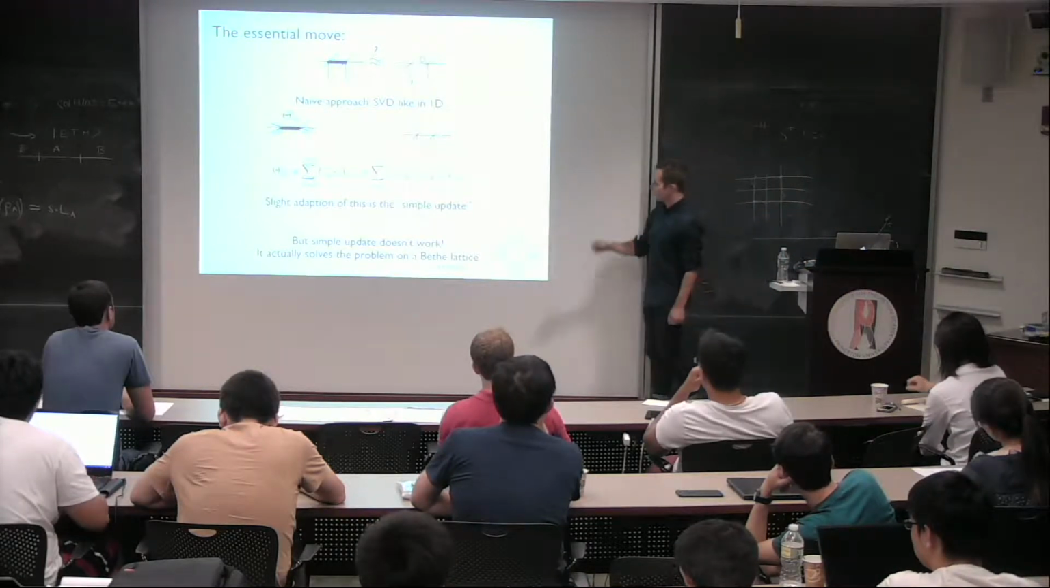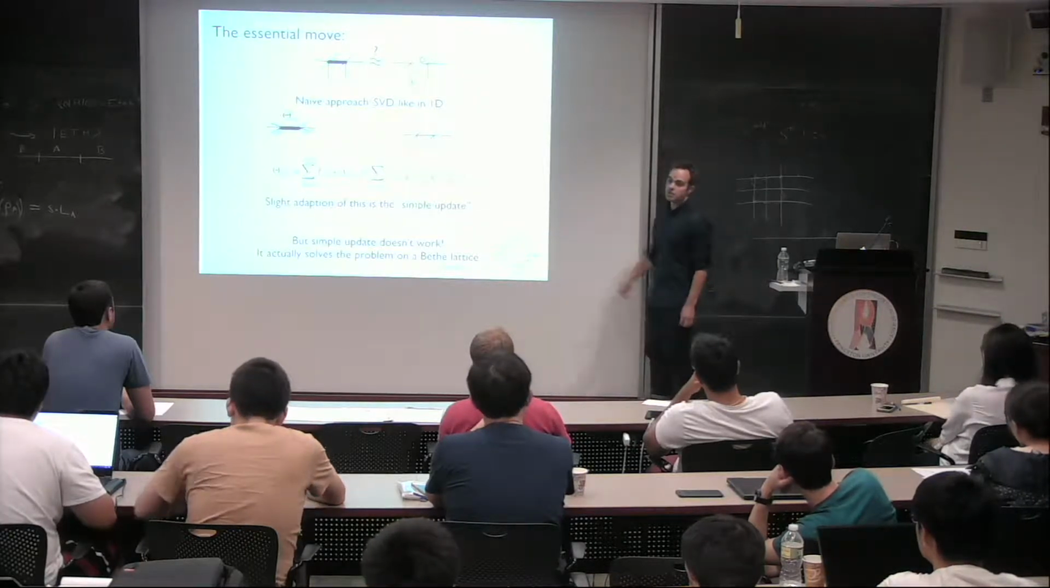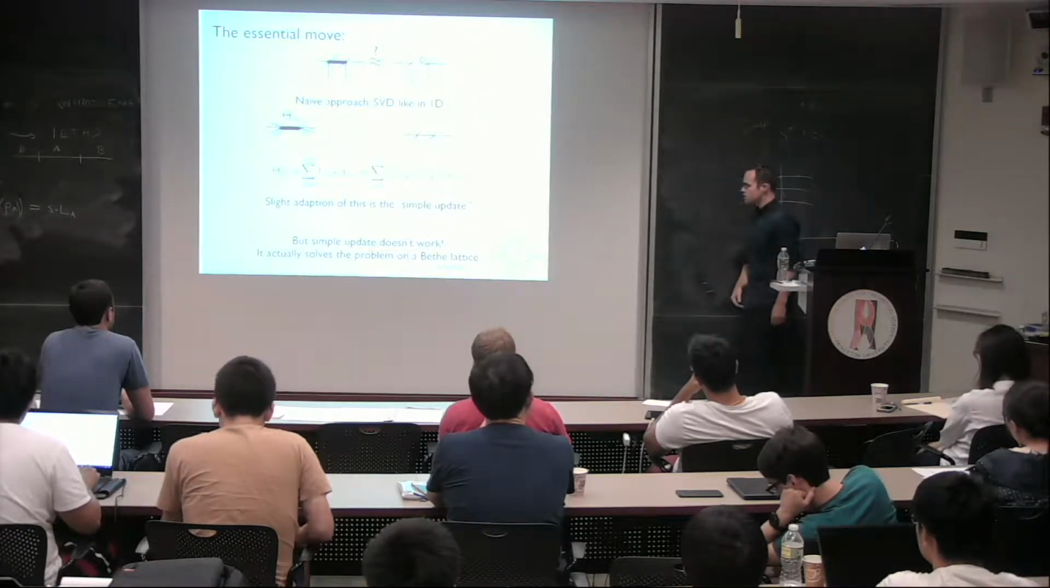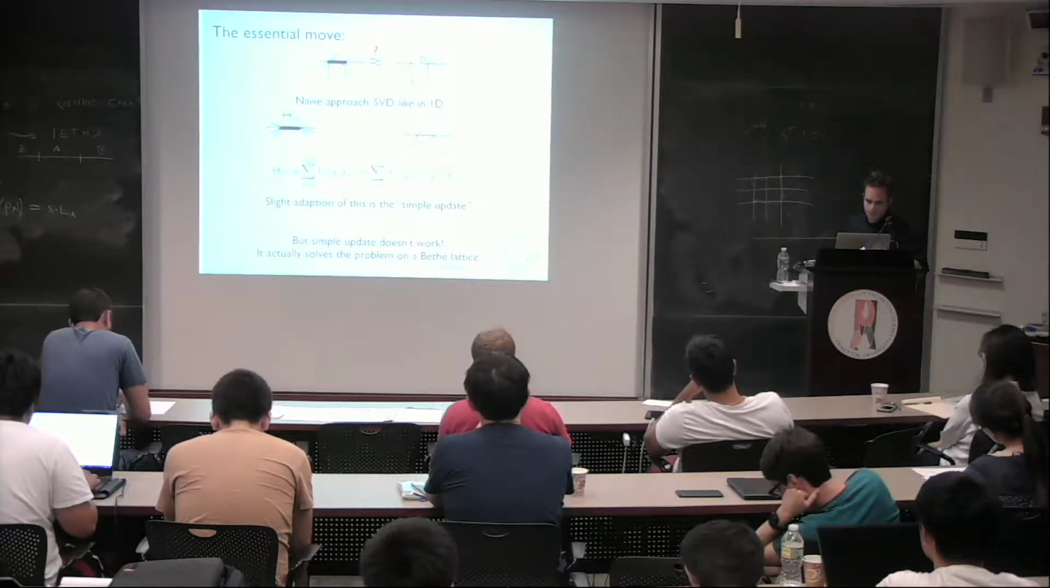It is still a cool algorithm, though. If you want to do a kind of mean field calculation, TBD is basically doing a mean field calculation. That's one way to think about the Bethe lattice, or sorry, the simple update version of TBD.